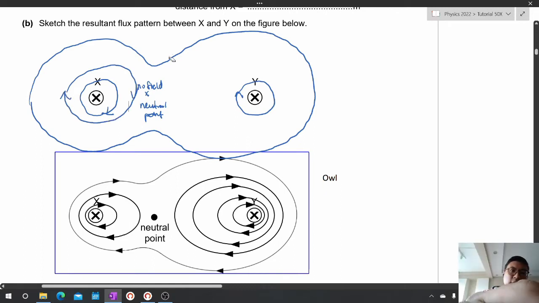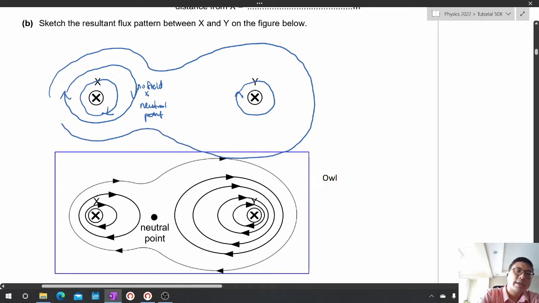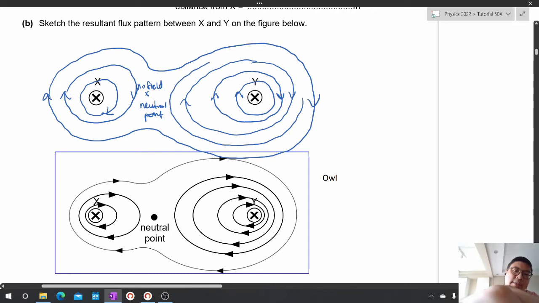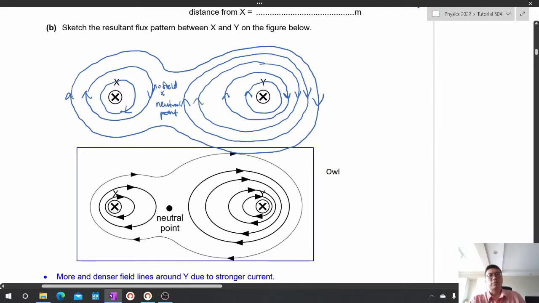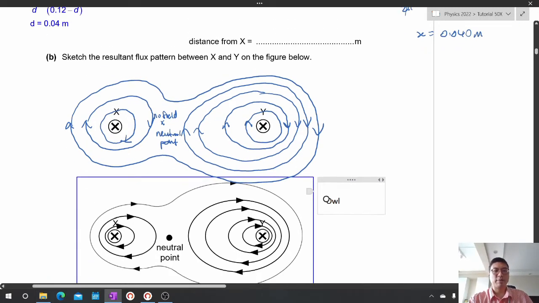Now, of course, we have to try to make the field smaller around X and larger around Y, since Y has a larger current and X has a smaller current. So because Y has a larger current, it also has more rings around it, so feel free to add more rings. Notice that the spacing of the rings increases as the wires go up. Okay, so the spacing increases. This is how you would draw the flux pattern. So it looks like Among Us. All right, so that's how we try to remember it.